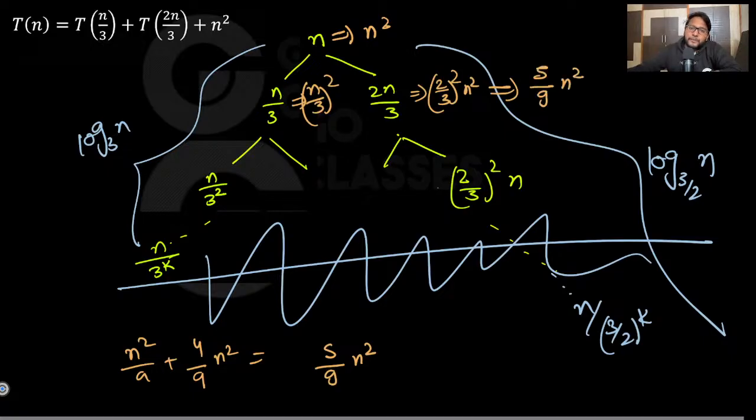Currently we don't know what the pattern is. This is n square, this is 5 upon 9 n square. So what you can do, you can see one more time. Okay, let's just see one more time.